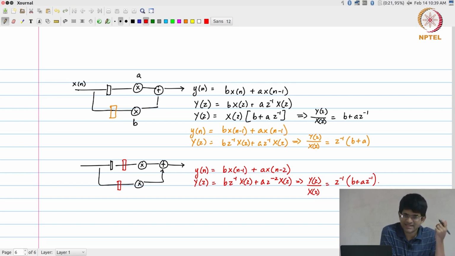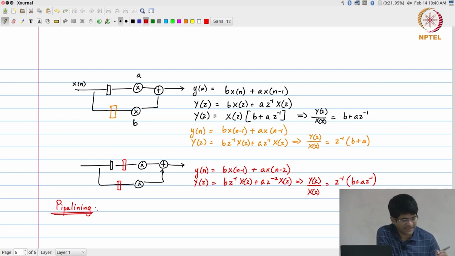Okay. So in that sense, we say that this original filter and the one where delays or the registers have been introduced on both the legs of this circuit are going to behave exactly the same, right. This step that we have applied over here is essentially something, the term that is used to refer to it is pipelining.